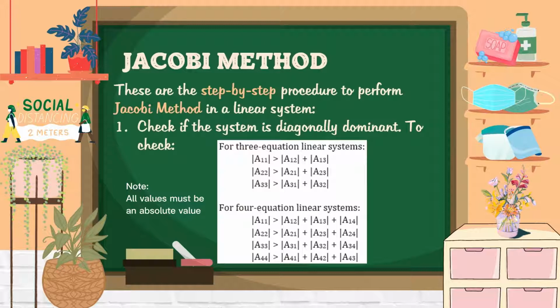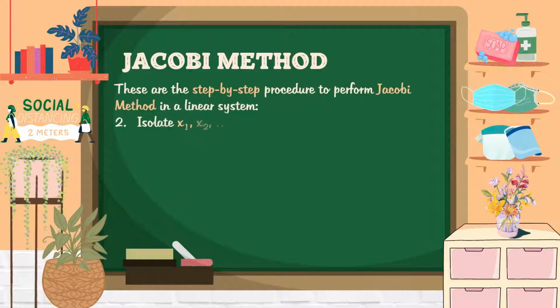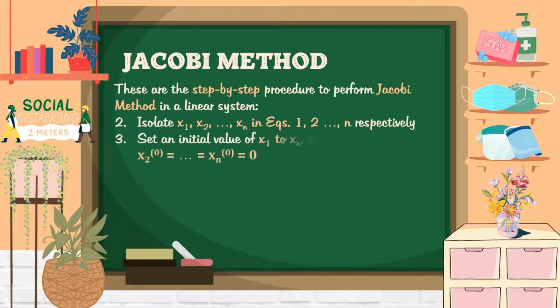By intuition, the reader may establish the checking of linear systems where n is greater than 4. If the system is initially not diagonally dominant, use other methods in solving the linear system. For the next step, isolate x sub 1, x sub 2, and so on until x sub n in equations 1, 2, and so on, respectively.